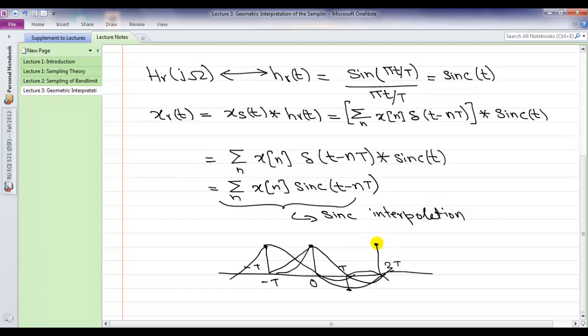So you can play around with this, and there are many examples that I'm sure you have seen of sinc interpolation.